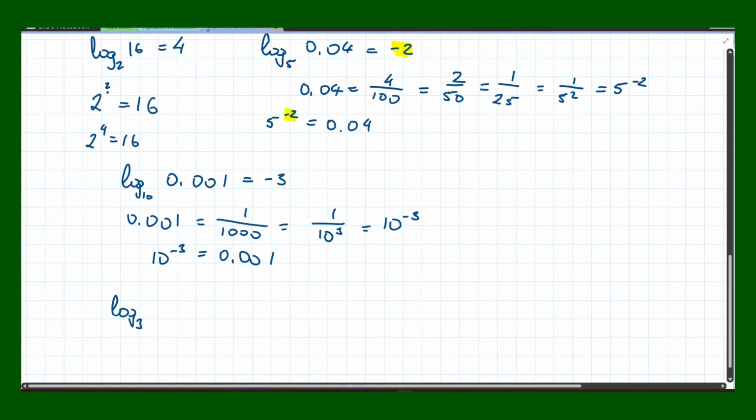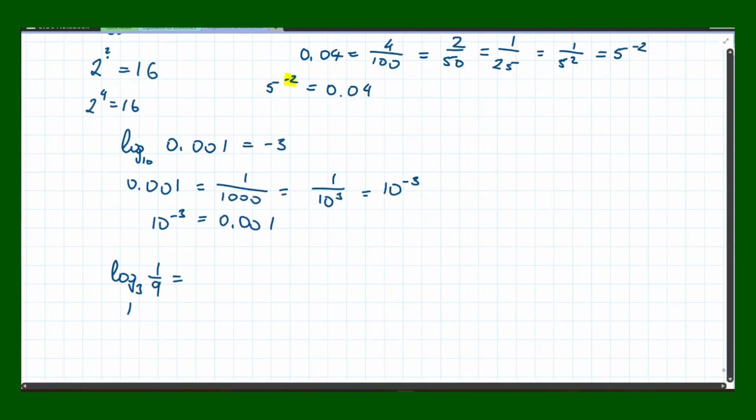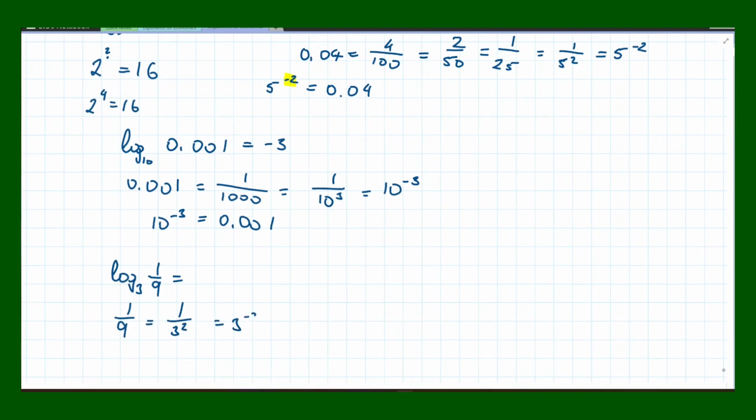Last question for the video. Log base 3 of 1 over 9. What is this equal to? Well, 1 over 9 is 1 over 3 squared, which is 3 to the negative 2. So log base 3 of 1 over 9 is just negative 2.